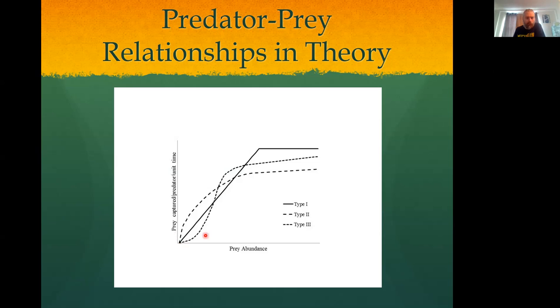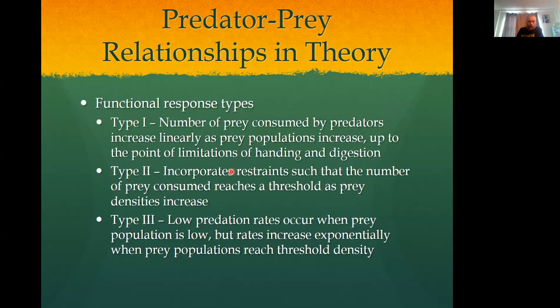And then with type 3 here, we have this sigmoid curve that we've seen before for population growth. Low predation rates at low population sizes, very, very rapid increase in predation rate at intermediate prey abundances, and then kind of, again, tapering off, once we hit some sort of threshold density. And that's all this is.